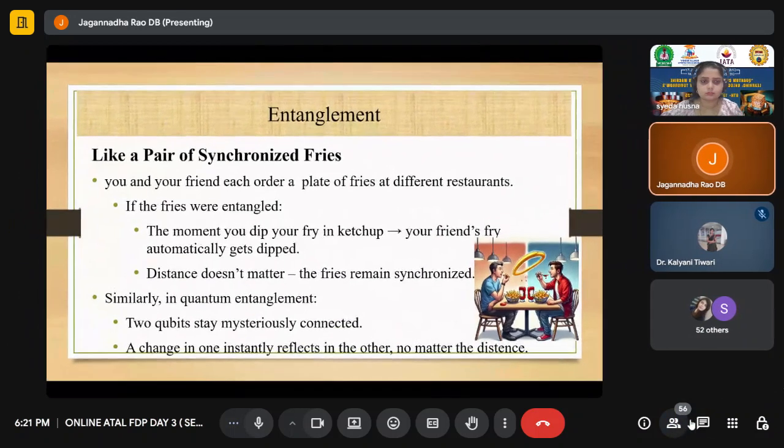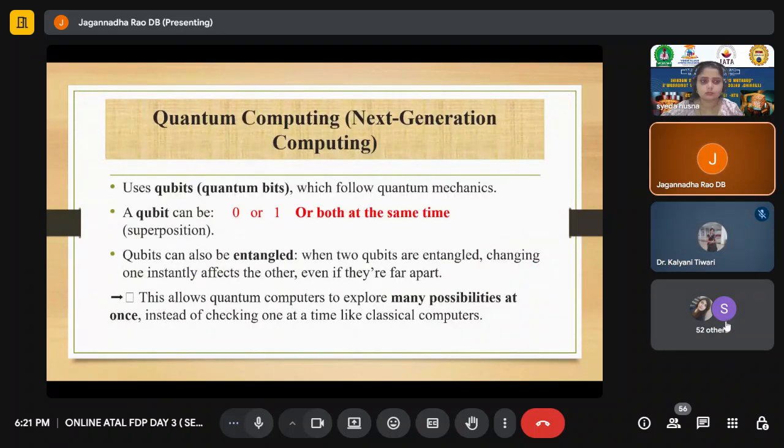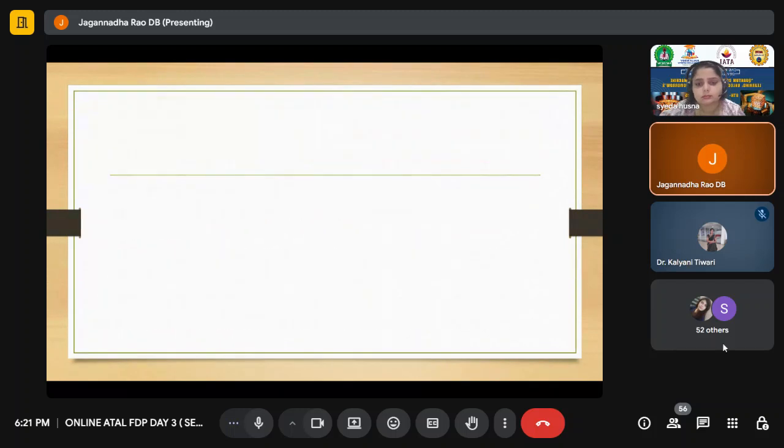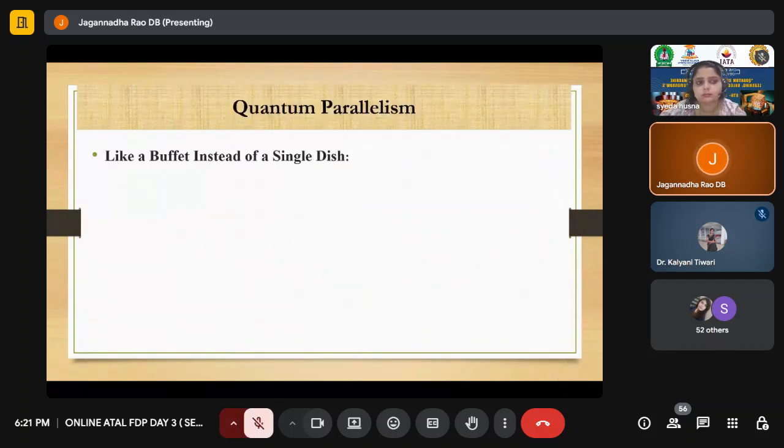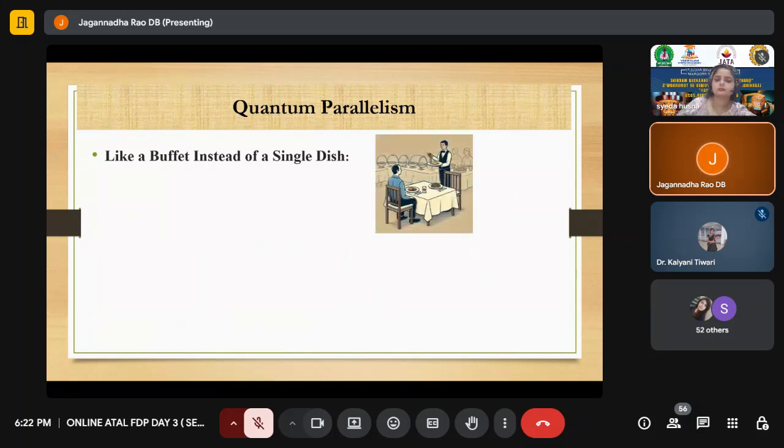Okay, this is the way of the path. Next, quantum computing: as I already told, we use zeros and ones both at a time, so you have many possibilities. Now, quantum parallelism, what is this? If I go to a hotel and order a single dish, that is one option. Another is a buffet, where at a time I have multiple dishes and I can choose and eat anything.